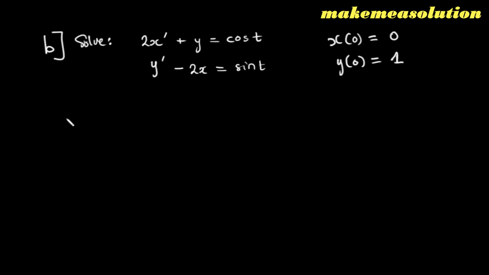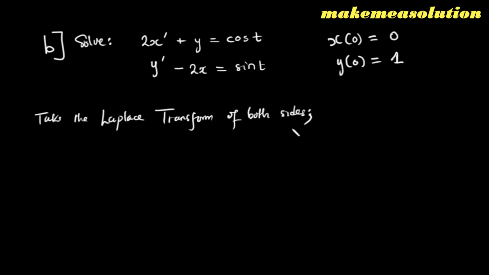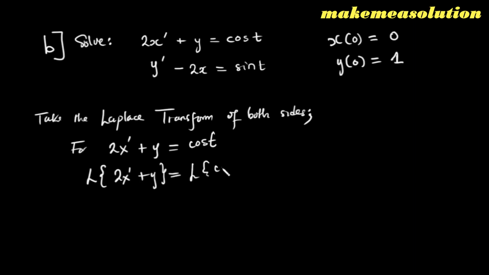So the first thing we need to do when we are solving for this system of equation is to what? Take the Laplace transform of both sides. So taking the Laplace transform of both sides, this is what we are going to get. So for 2x bar plus y equal to cos t, we have the Laplace transform of 2x bar plus y is equal to Laplace transform of cos t.